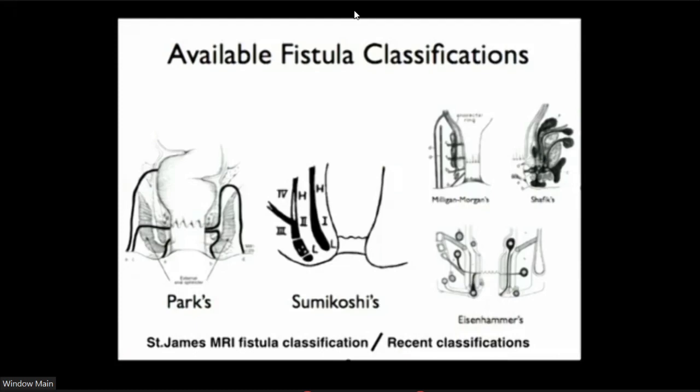And then the traffic. If we look at the traffic, you can see the abscess or the fistula tract pass between muscle. This is a good concept. The fistula tract or abscess does not pass through the muscle, but passes between the muscles. And then recently we have the St. James MRI fistula classification, a recent classification from many places in the world.